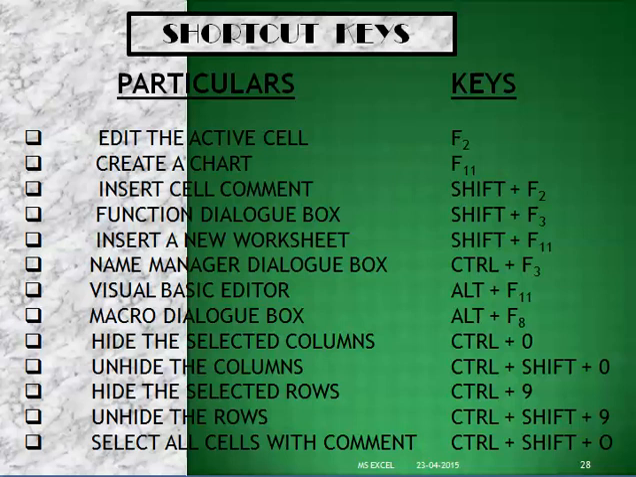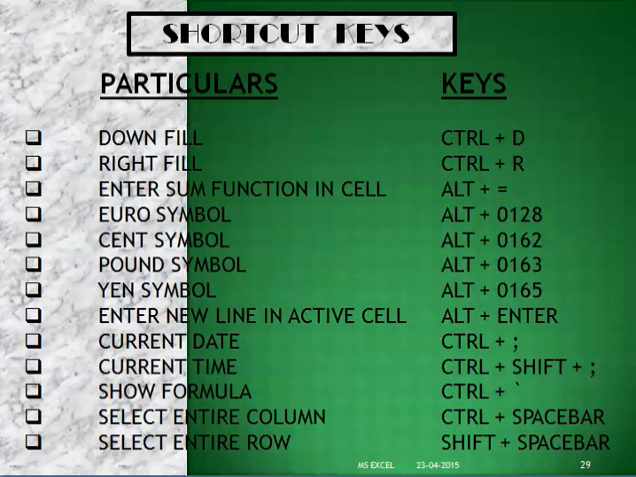To select all the cells with comments, we use Control plus Shift plus O. For fill down, we use Control plus D. For fill right, we use Control plus R. To enter a function in a cell, we use Alt plus equals. For euro symbol, cent symbol, pound symbol, yen symbol, we use particular codes with Alt. To enter a new line in the active cell, we use Alt plus Enter. For current date, we use Control plus semicolon. For current time, we use Control plus Shift plus semicolon.